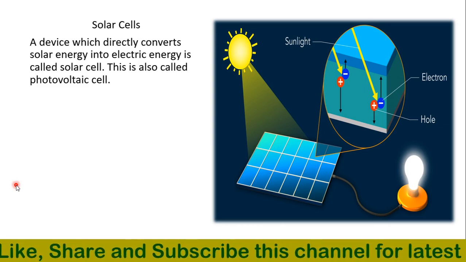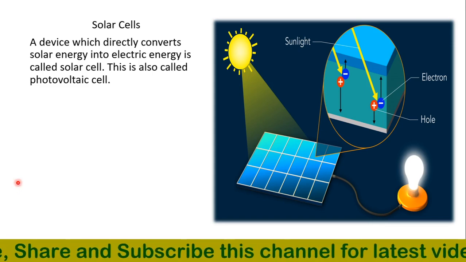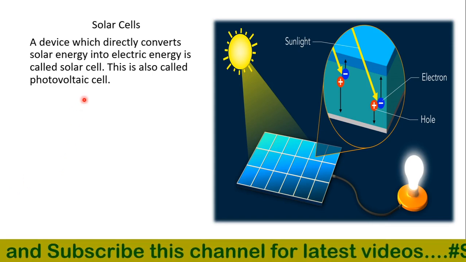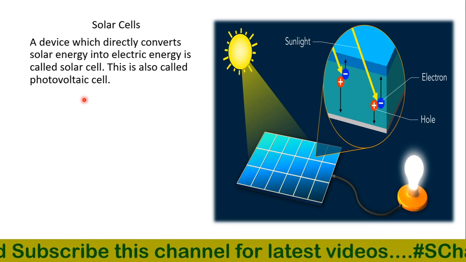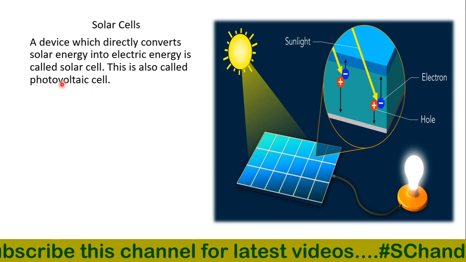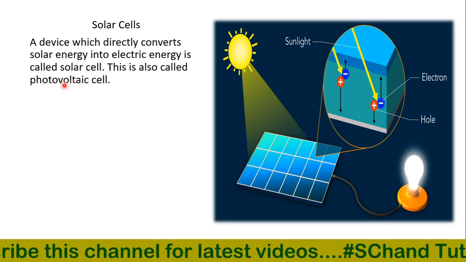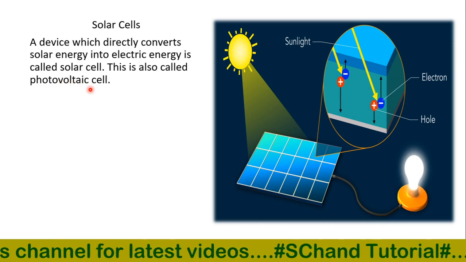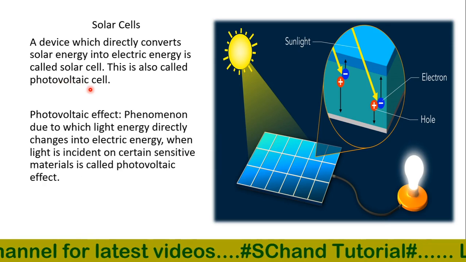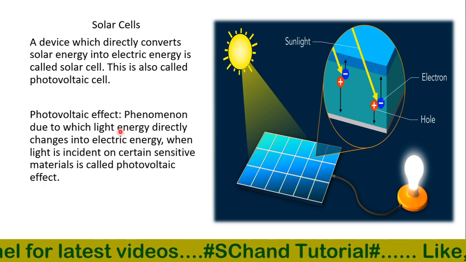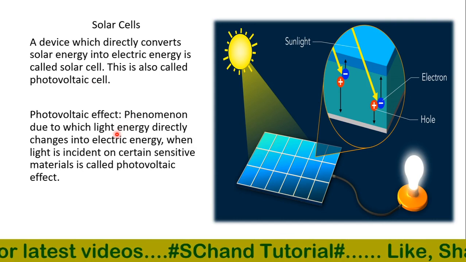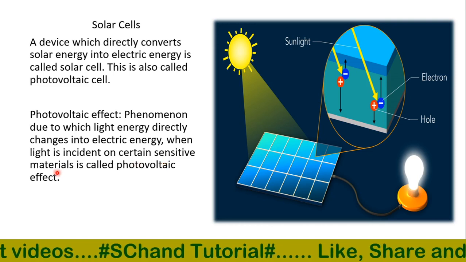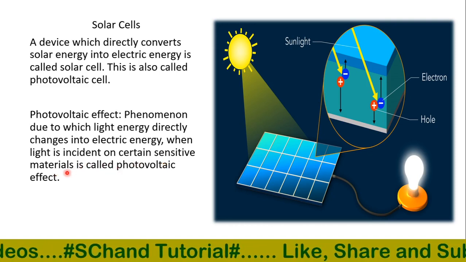A photovoltaic cell is a device which converts light energy into electrical energy due to the generation of potential difference, because voltaic is the potential difference. So what is the photovoltaic effect? The phenomenon due to which light energy directly changes to electric energy when light is incident on certain sensitive material is known as the photovoltaic effect.